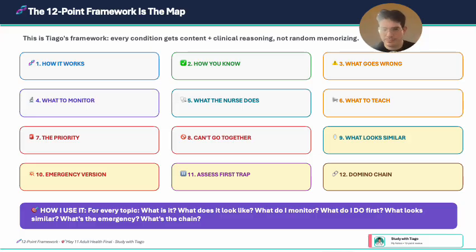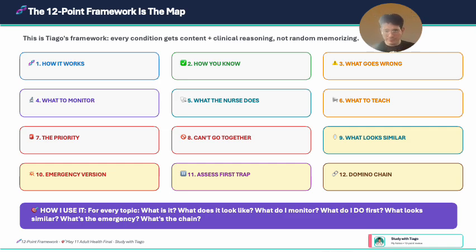Cholecystitis. What is it? Inflamed gallbladder, often from stones. What does it look like? Right upper quadrant pain after a fatty meal, nausea, vomiting, fever, and Murphy sign. What goes wrong? Infection, obstruction, jaundice, or bile duct complications, yeah? What do I teach? Low fat choices at first after surgery, ambulation, incision care, and red flag reporting.